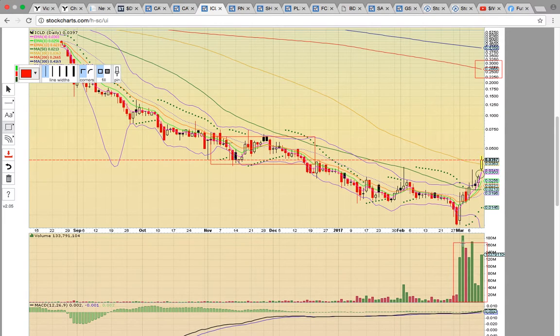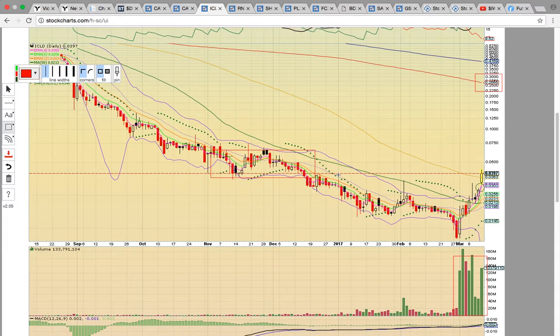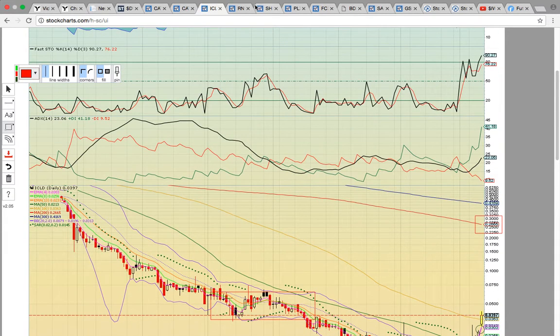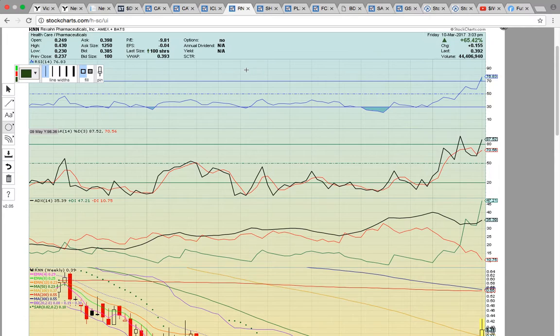Now it's over the counter. Big volume has come in and they're taking it higher. So keep an eye on ICLD. If it turns that 100-day simple moving average into support, it's going to signal more upside potential.